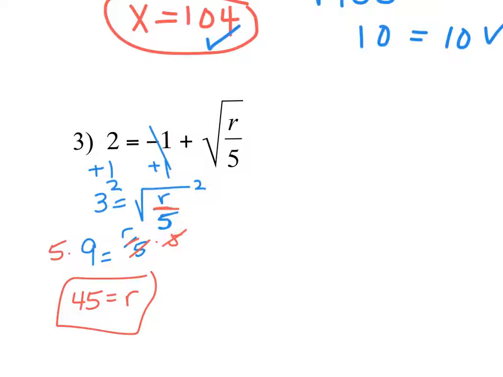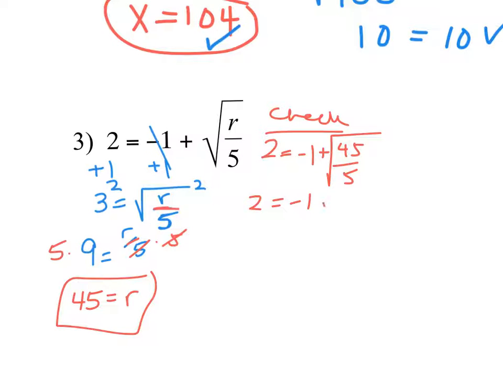All right, now let's check. 2 equals -1 plus, we want to put our answer in for r, and 2 equals -1 plus, let's do this part first, 45 divided by 5 is 9. The square root of 9 is 3. And this is just like subtracting 3 minus 1, which is 2.